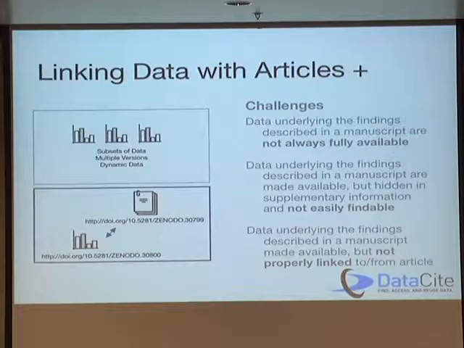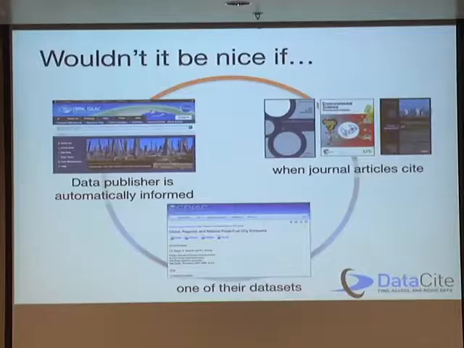Or the data underlying findings described in a manuscript are made available, but not properly linked. So they're just both floating around in the world, and you can't really say, oh, these two things go together. This is the data set that this person was referring to when they wrote their journal article. So wouldn't it be nice if a data publisher, a researcher, is automatically informed when their journal article cites one of their data sets? That would be terrific. It's like, hey, somebody just cited one of your data sets in this journal article. Here's credit. You did great work.